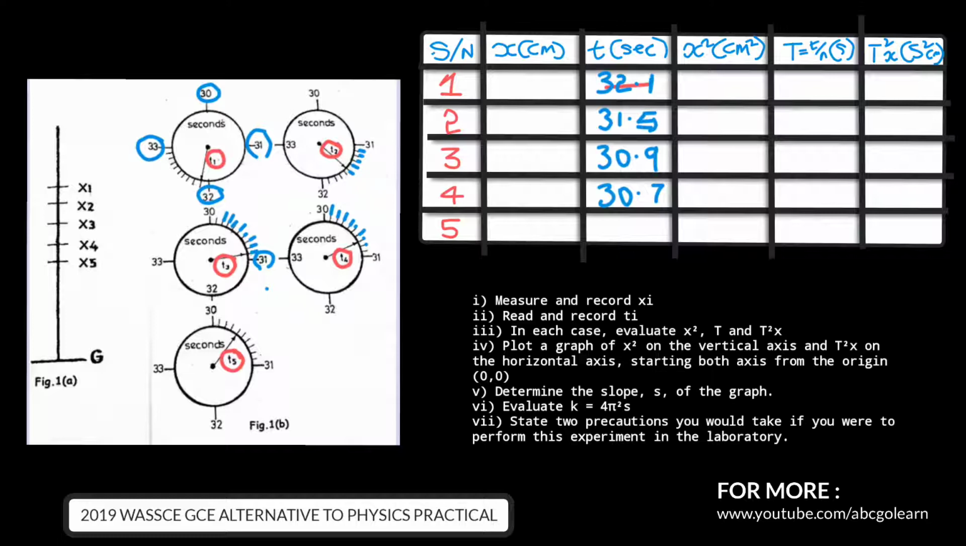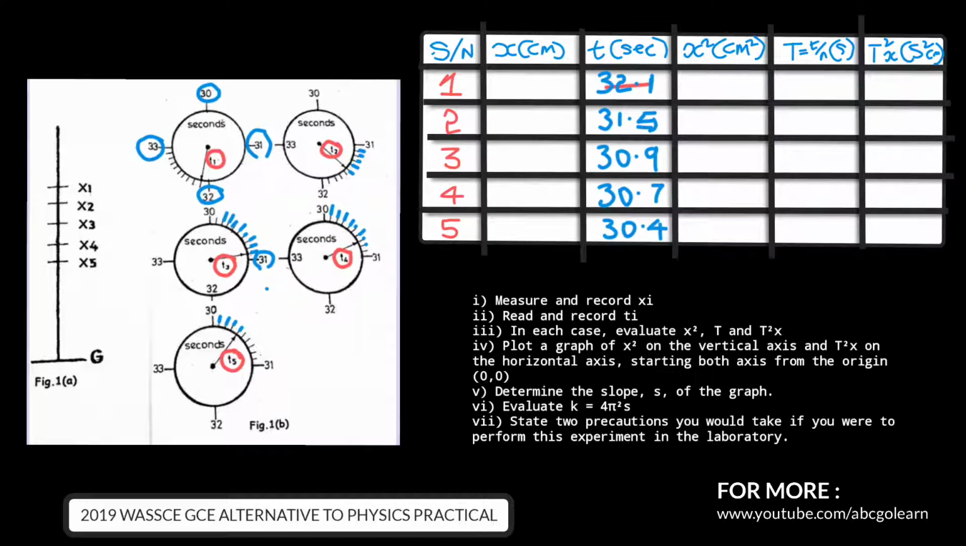The next one also, that's 30, right? So this is 1, 2, 3, 4. That's 30.4. So just write 30.4 here. So that's our t in seconds. Now let's move to the next question.